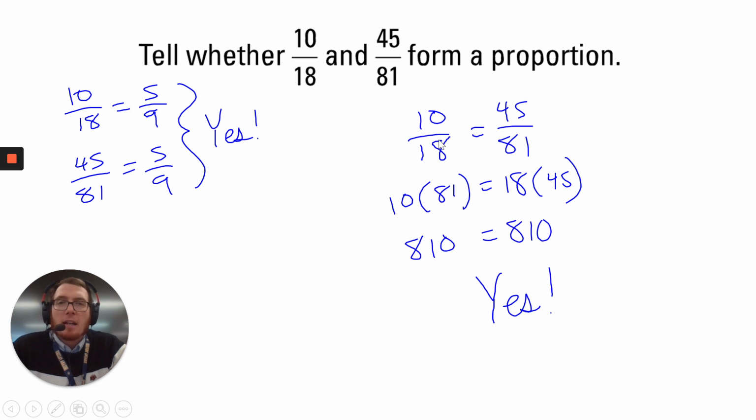So I take 10 times 81, and that's 810. And then I take 18 times 45, and that's 810. And if these two things are equal to one another, the answer is yes, they form a proportion. I know you can do it the simplifying way. You may be asked to explain cross multiplication and cross products, so make sure you know how to do that.